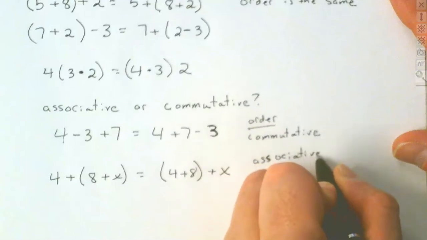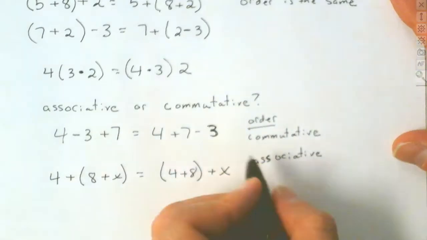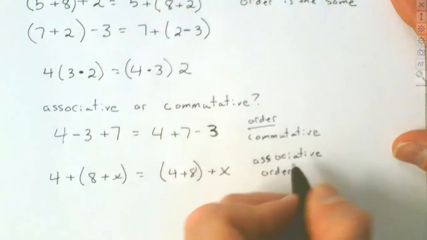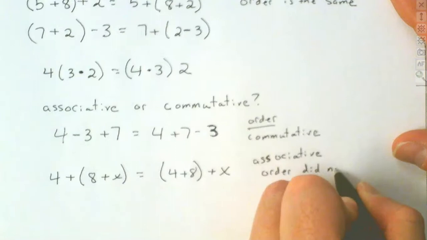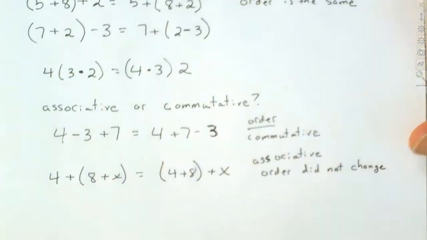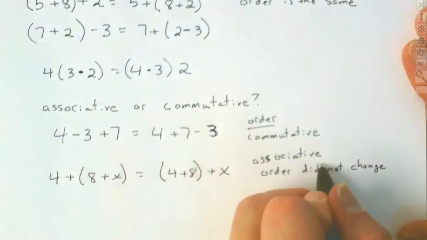So we're looking at the associative property here. And why is it the associative property? Because the order stayed the same. Okay, the order didn't change there at all. So this one would be the associative property.